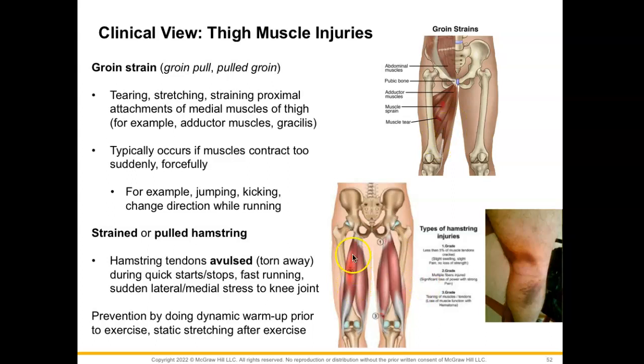And you may have heard of a strained or pulled hamstring too. My brother battled this actually. It's when our hamstring tendons are avulsed or torn away during quick starts and stops or fast running, sudden lateral or medial stress to the knee joint. And you can even see in this person over here, they've got bruising in that area. You can do some prevention of this by doing a dynamic warm-up prior to any exercise, or static stretching after exercise.